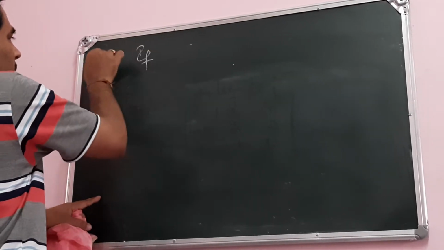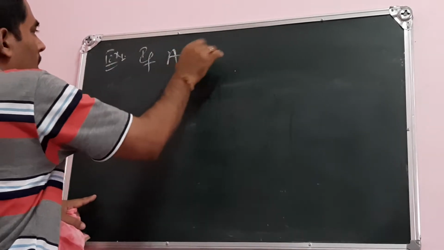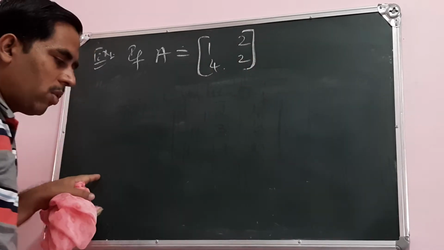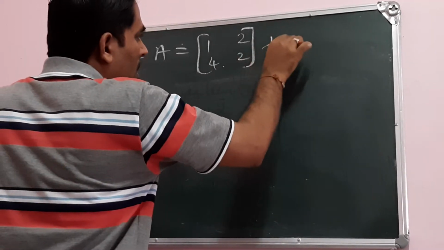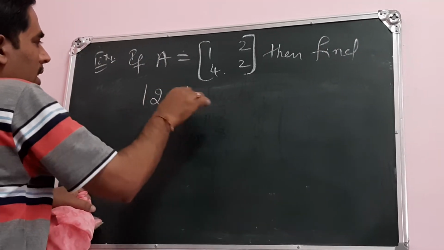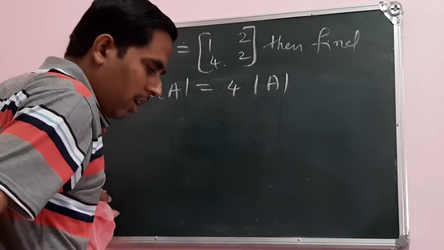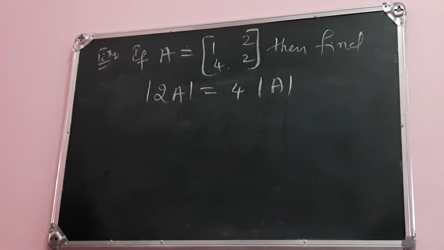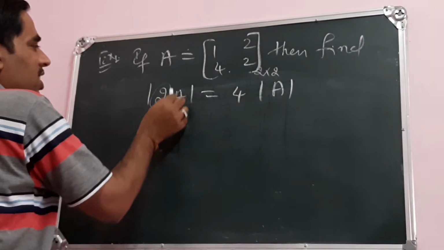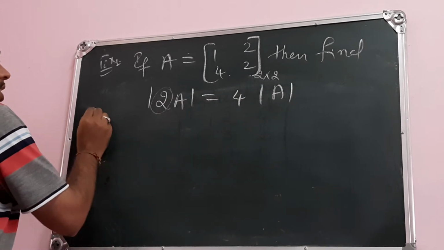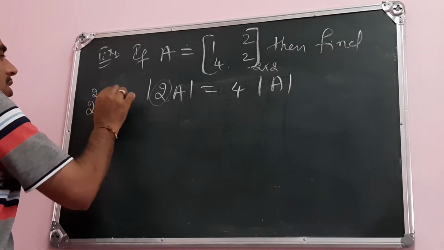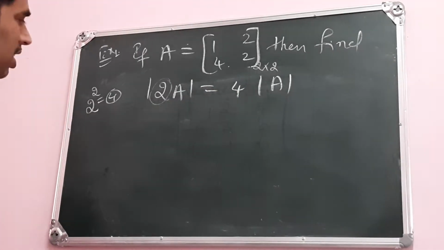Another example. If A is equal to the matrix 1, 2, 4, 2, then find the determinant of 2A, which is equal to 4 times the determinant of A. I have just explained the property. It is a square matrix of order 2 cross 2, so the scalar is 2. So what will be my coefficient? The scalar is 2 and the order is 2, so 2 square, that is 4. That's the number given, 4.